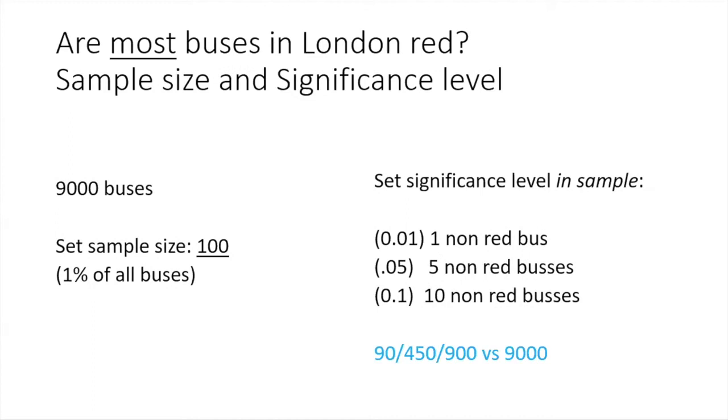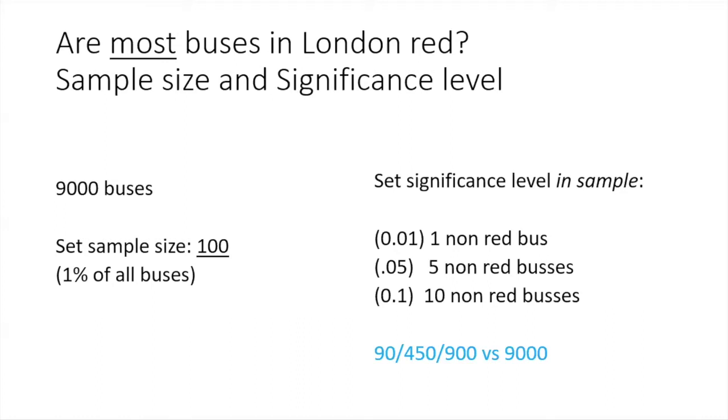What we then have to understand is, do these figures mean that respectively there are 90, 450, or 900 out of the 9,000 buses that are not red in London? Is that what this would mean?